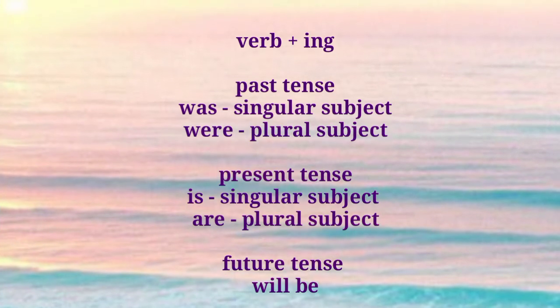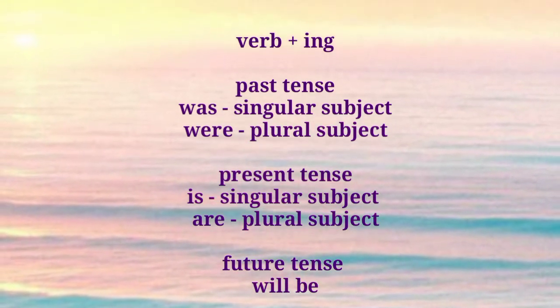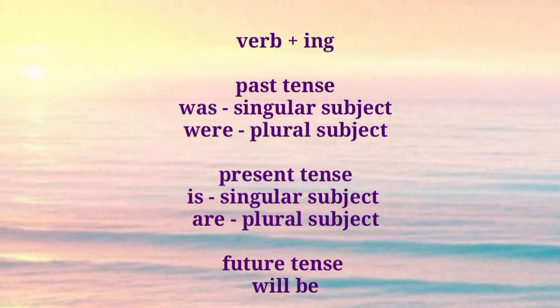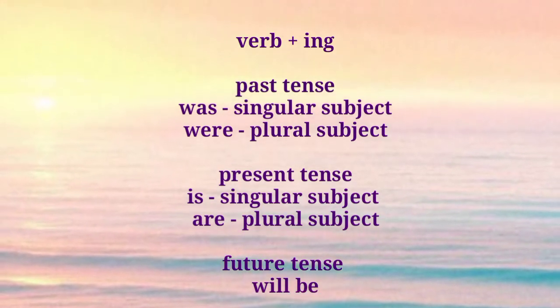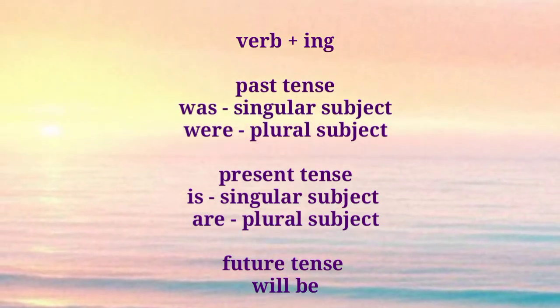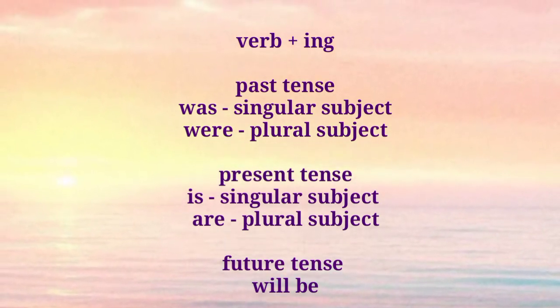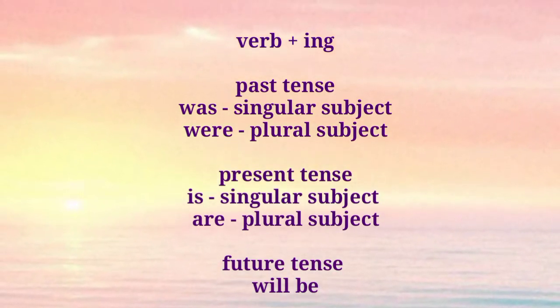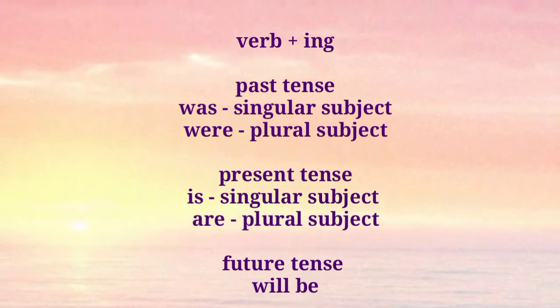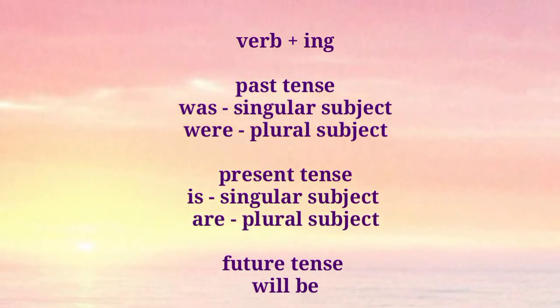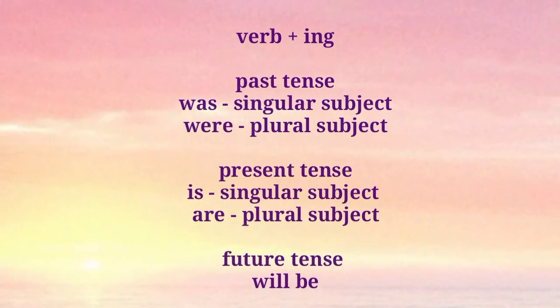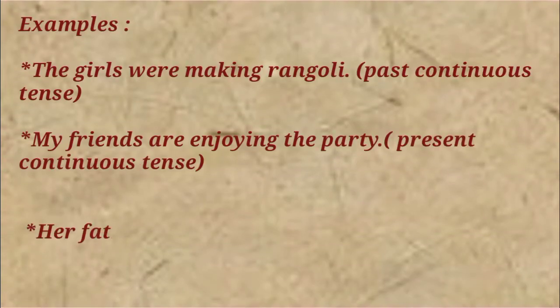future tense. Verb plus ing form is used in the continuous tense, and with the past tense, was with singular subject, were with plural subject is used. Present tense is used with the singular subject, are is used with the plural subject, and in future tense will be is used with the verb ing form. Now let us see some examples.